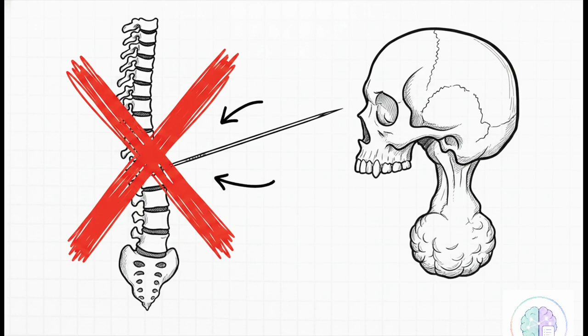Why? Well, remember those mass effects we just talked about? The compressed ventricles and effaced cisterns? Because of all that built-up pressure, if you alter the pressure dynamics down below with an LP, you introduce a severe, life-threatening risk of causing the brain to herniate.